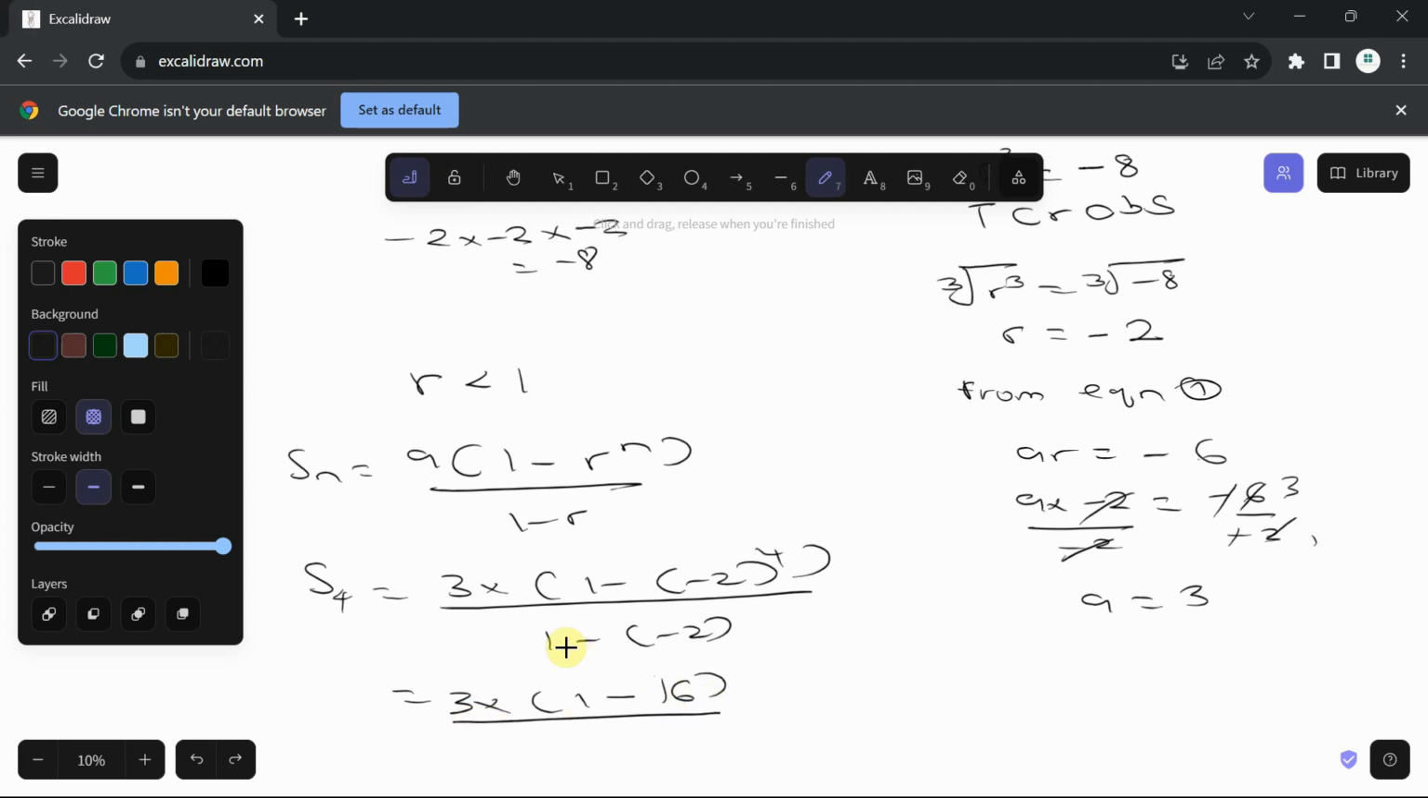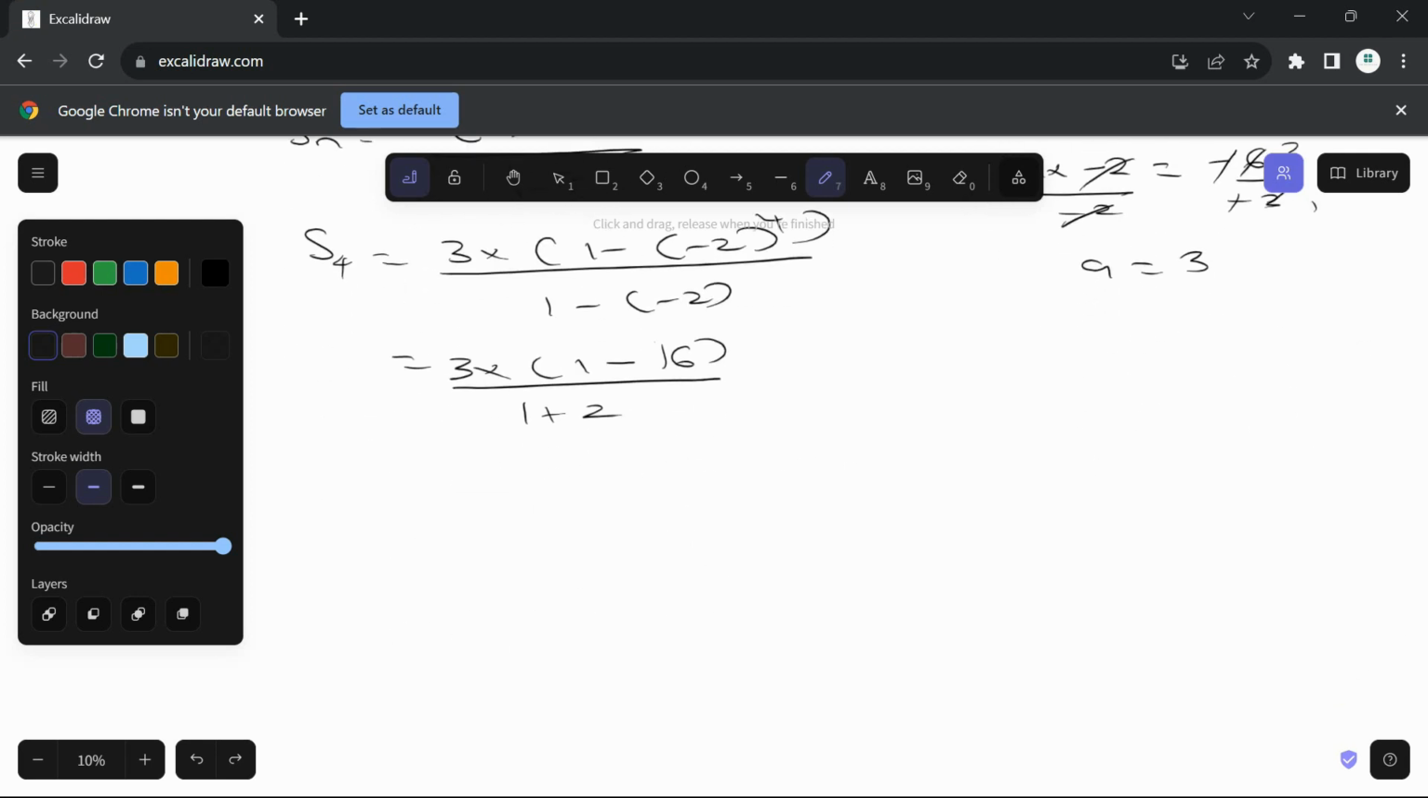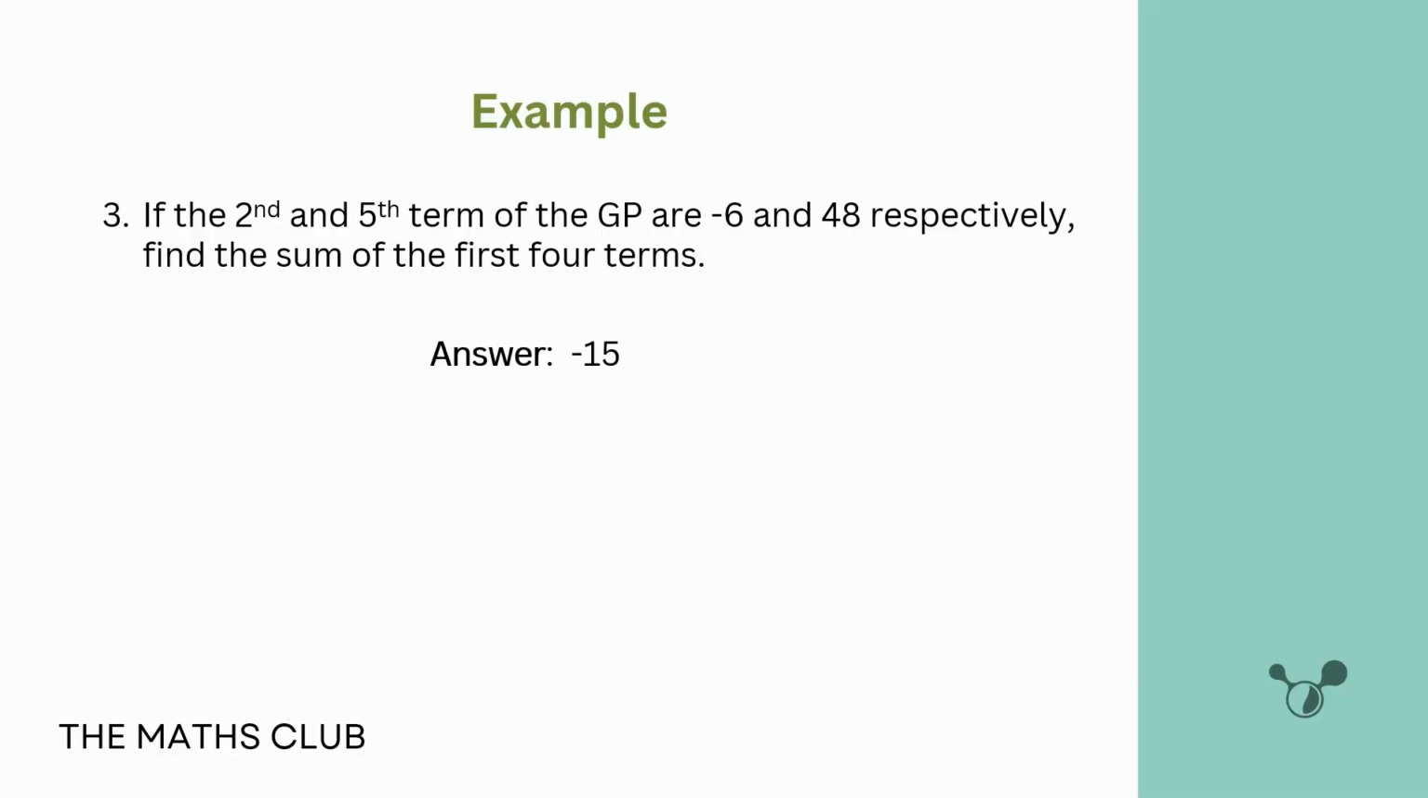all over 1 minus, that will be 1 plus 2, right? So let's simplify this. This will give me 3 times 1 minus 16, which is minus 15, all over 1 plus 2, which is 3. This is multiplication, so if I cancel out 3 here and 3 here, I'll be left with 1 times minus 15, which is equal to minus 15. So let's see if our answer is actually correct. Great, so our answer is minus 15.